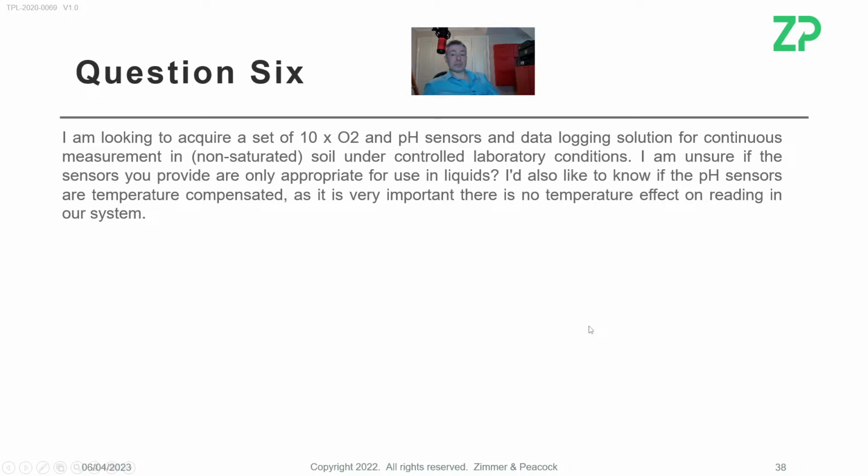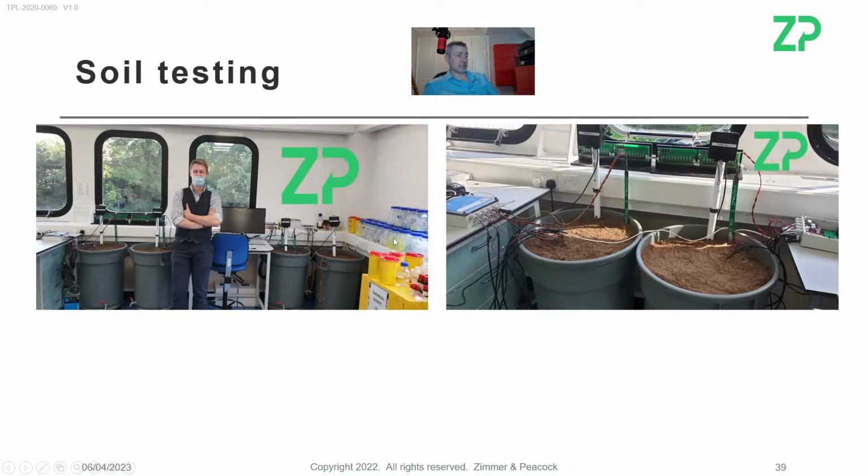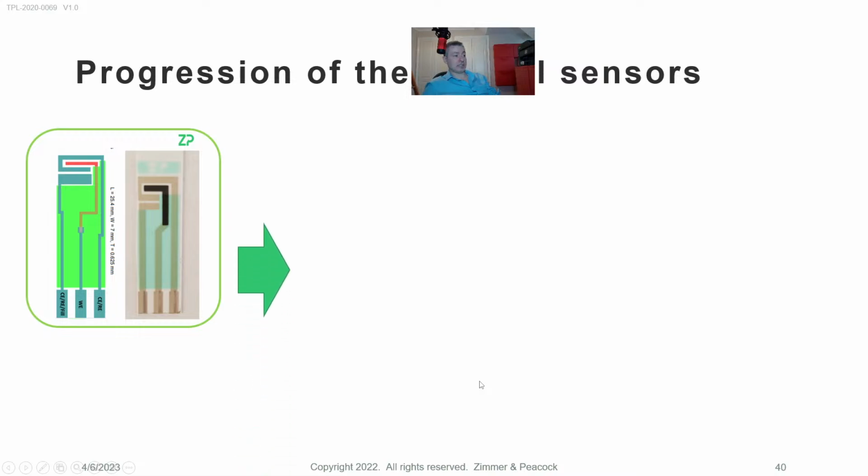I should have put links to these products, actually, because I realize we do have a dissolved oxygen sensor and we do have a pH sensor. It's worth a side note that at ZP we do have a soil test laboratory where we have soil and we put our sensors in there. I should back up slightly and say that we have a dissolved oxygen sensor and a pH sensor, but we've not tested them in soil. But we have unusually the capability of actually testing in soil.